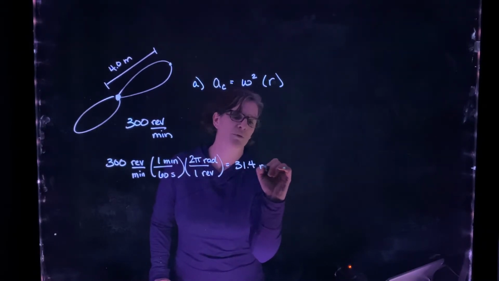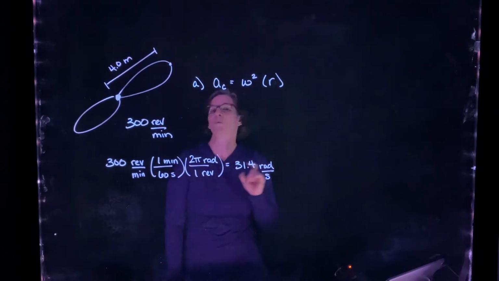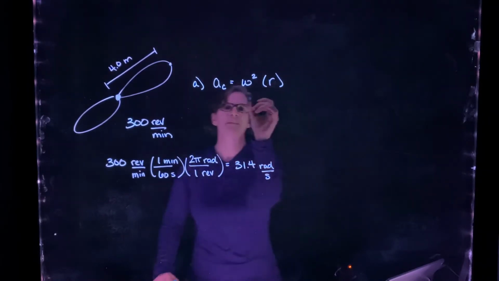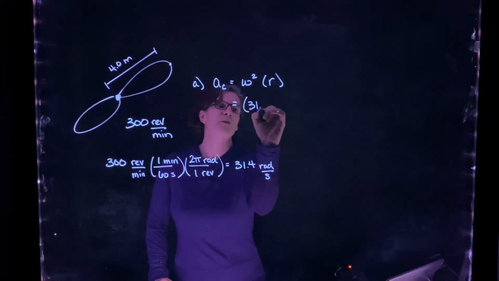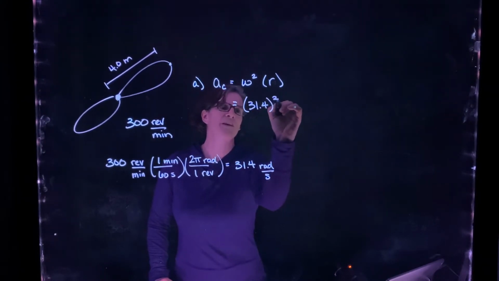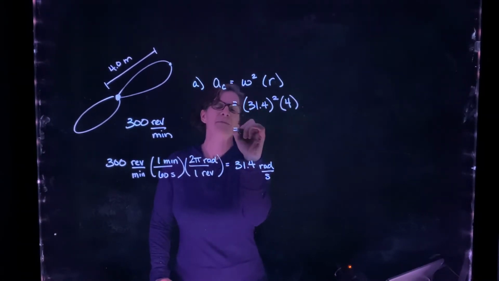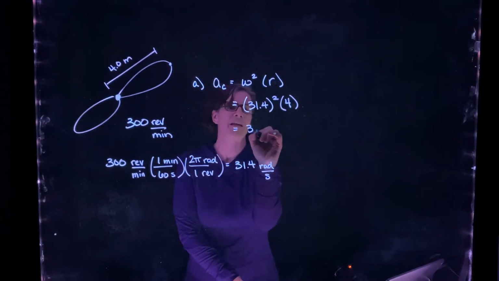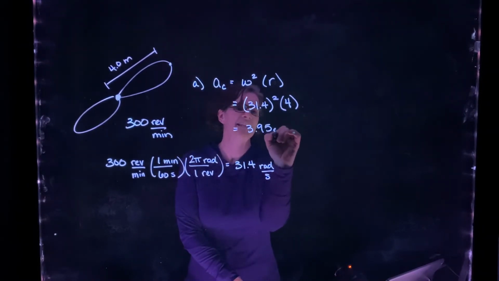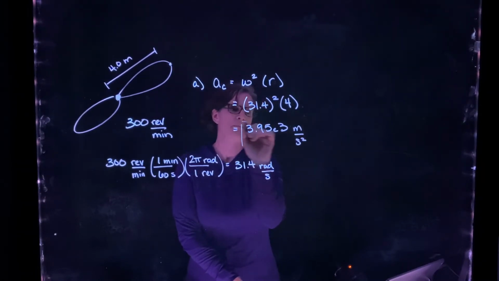31.4 radians per second. All right, so once I have my radians per second, I can use my centripetal acceleration relationship. 31.4 squared times the radius of 4 gives me a centripetal acceleration of 3.95 times 10 to the third meters per second squared.